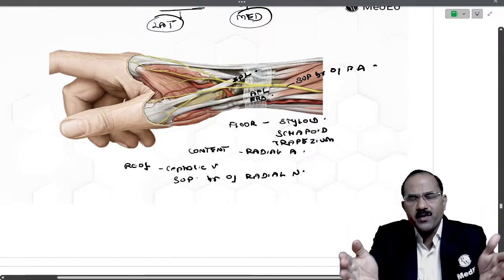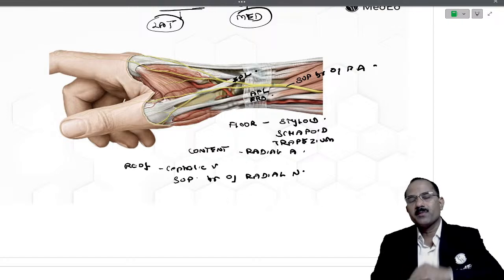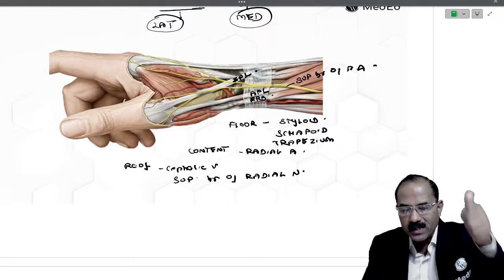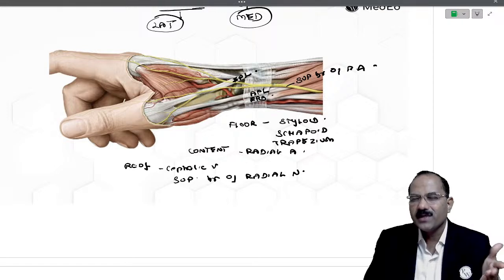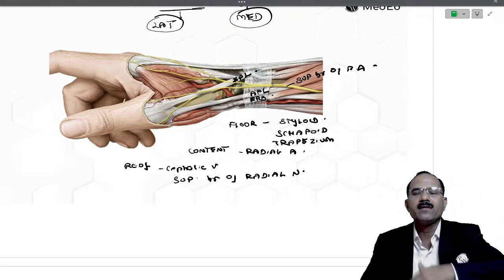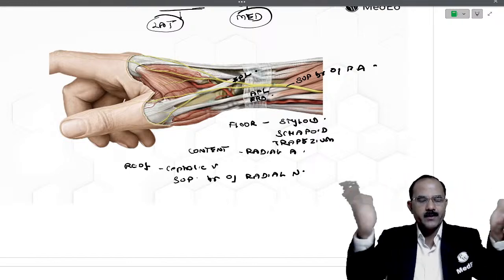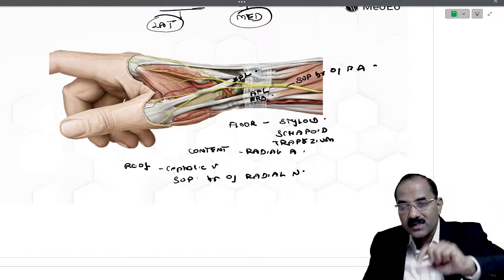The lateral boundary is formed by the abductor pollicis longus and the extensor pollicis brevis. The medial boundary is formed by the extensor pollicis longus. The floor is formed by the styloid process of radius, scaphoid and trapezium. The content, radial artery. The roof is formed by the skin, superficial fascia containing the cephalic vein and the superficial branch of radial nerve. So, which is the bone which is very commonly fractured in the snuff box?